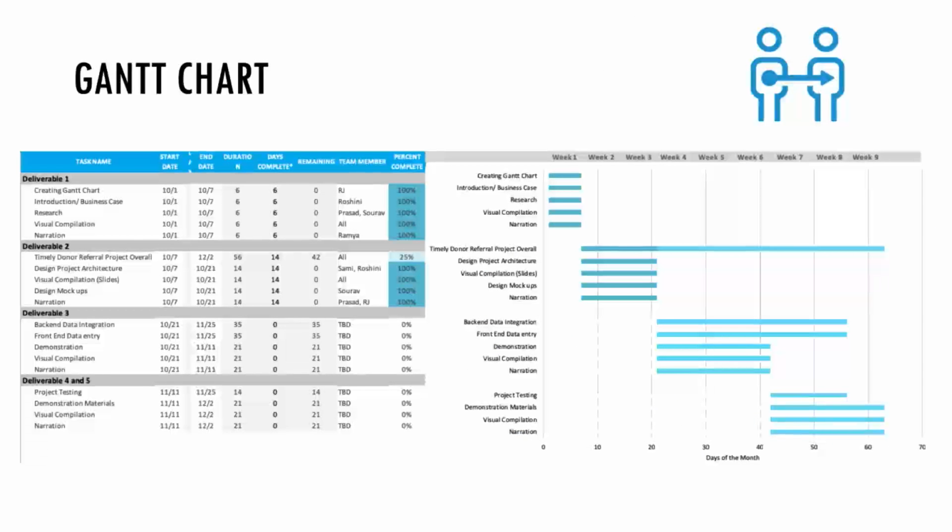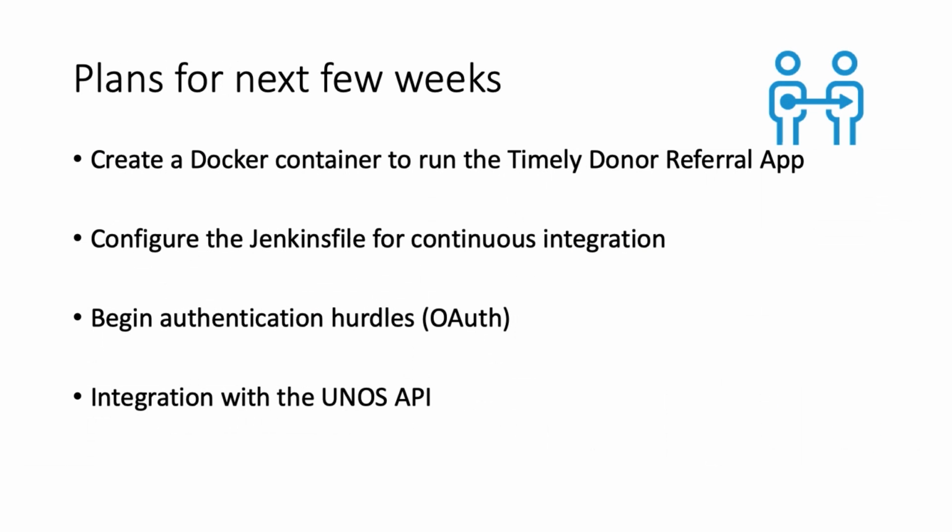Here's an update for our current Gantt chart. As you can see, we are on schedule and will begin development next week. For the next few weeks, we plan to create a Docker container to run the Timely Donor Referral app, configure the Jenkinsfile for continuous integration, begin tackling authentication hurdles with OAuth and other authentication processes, and we'll be working on the integration with the UNOS API.